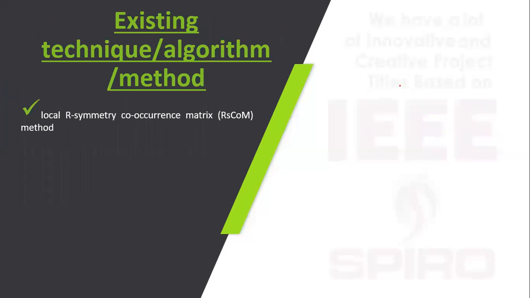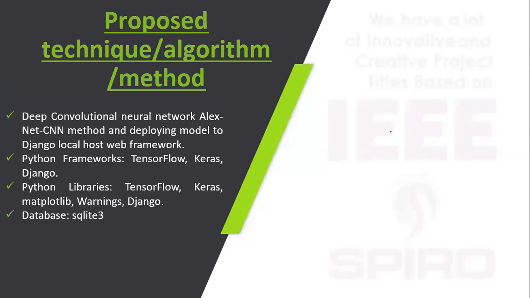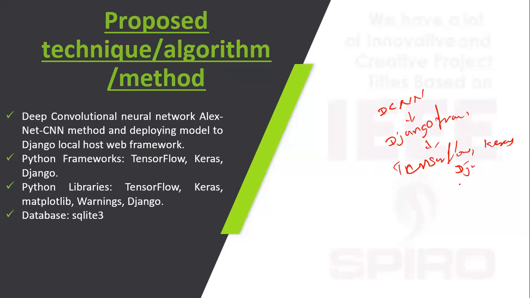Existing algorithm. They are using a symmetry co-occurrence matrix. Proposed technique algorithm. In our project we use DCNN, Deep Convolutional Neural Network, and deployment using the Django framework. Here we use the frameworks TensorFlow and Keras, the Django Python framework, and the SQLite 3 database.